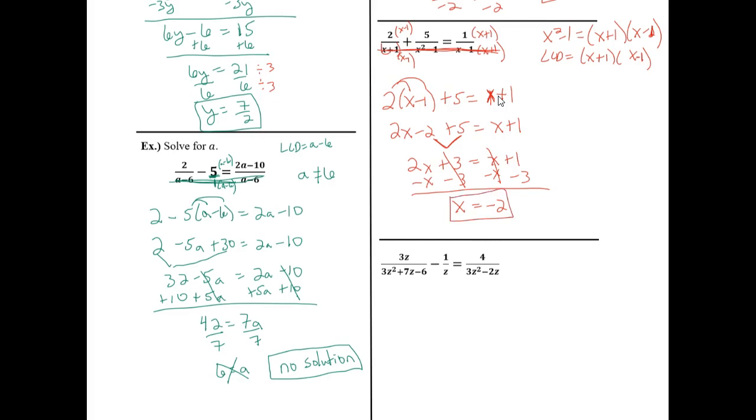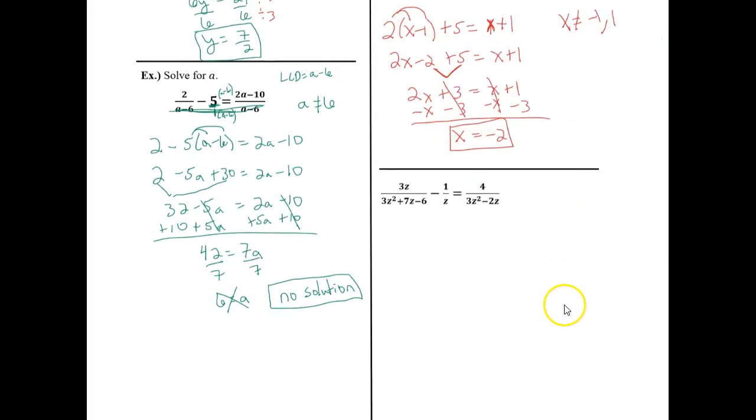I check that with my domain. The only values that would make these 0 would be if I plugged in a negative 1, because negative 1 plus 1 would be 0, or a positive 1, because 1 minus 1 would also be 0. So x could not be negative 1 or positive 1. We did not get that solution, so we should be okay. Again, you should always plug these back in and check. You should end up with a true equal statement when you simplify.